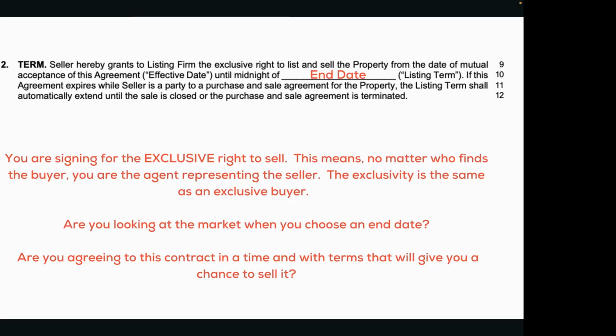So when you fill out the end date, are you looking at average days on market? Are you looking at how you're pricing? Are you giving yourself a realistic time to go ahead and have this sold within that time frame? Are you agreeing to this contract in a time with terms that will give you the chance to sell it?